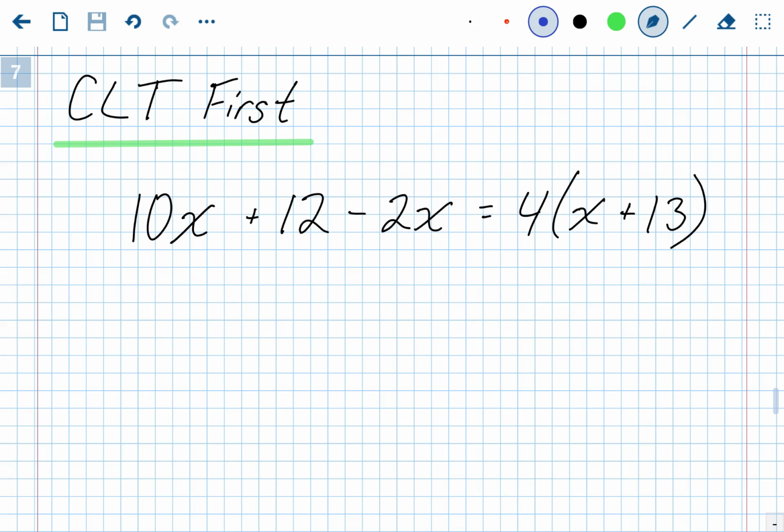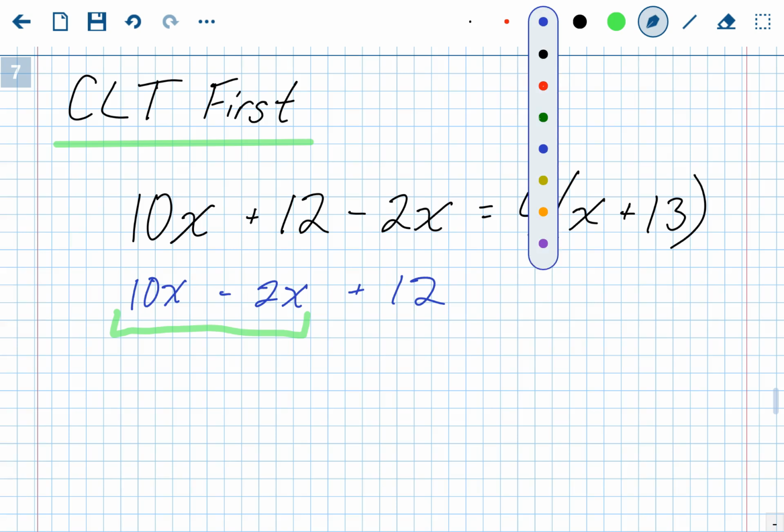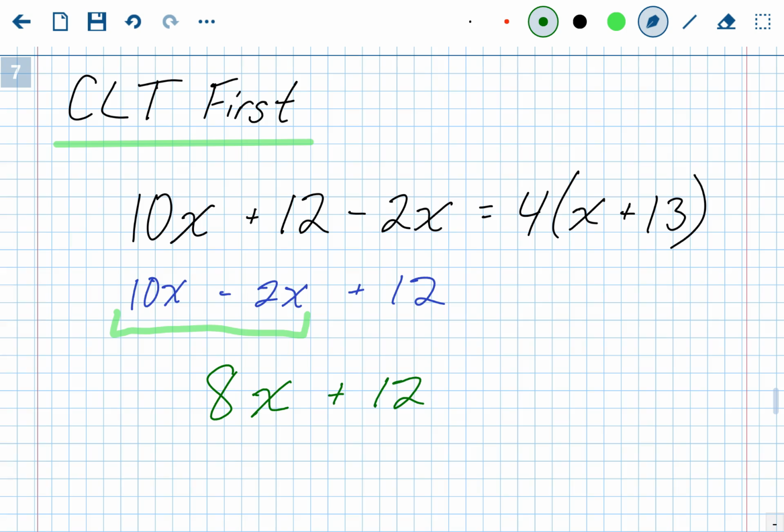You could rewrite this entire left side as 10x minus 2x plus 12. When it's written like this, it's a lot easier to see. All we have is 10x minus 2x. 10x minus 2x is 8x. So if it helps, rearrange the problem. You know your properties, so you know you could just rearrange addition and subtraction terms.